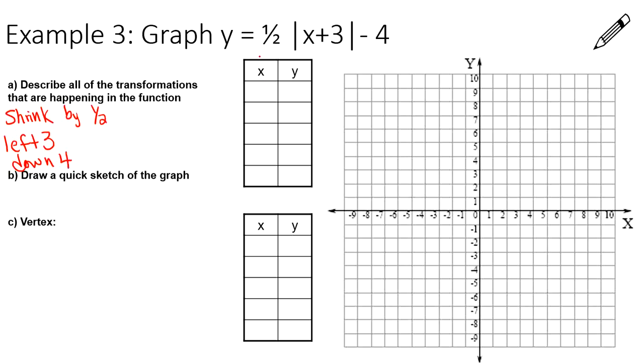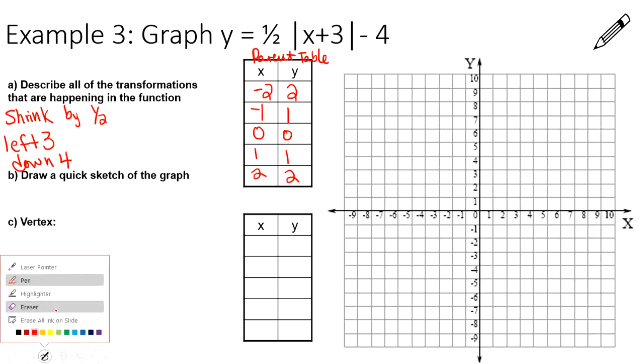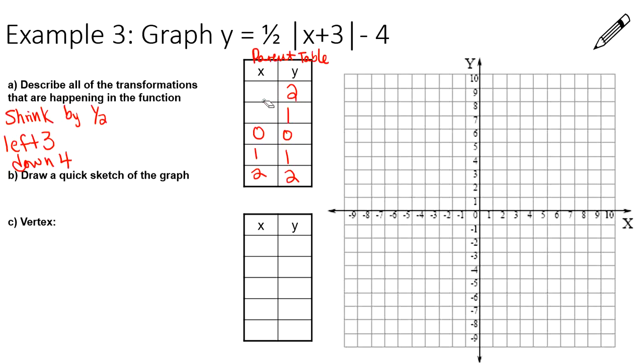Okay, so let's do the parent table again. And the parent table is never going to change for absolute values, right? It's always x: -2, -1, 0, 1, 2 and y: 2, 1, 0, 1, 2. So that's the same parent table as the last one, and then we're going to perform our transformations on that. Actually, I'm going to write my x values a little closer to the other side so I can perform the transformations on them. It's the same thing. I'm just going to write them over here so I have more room.